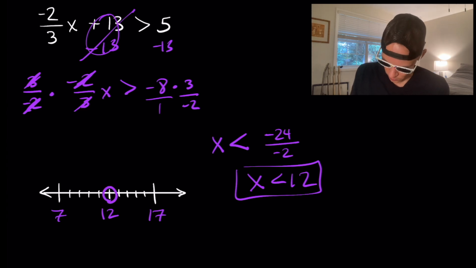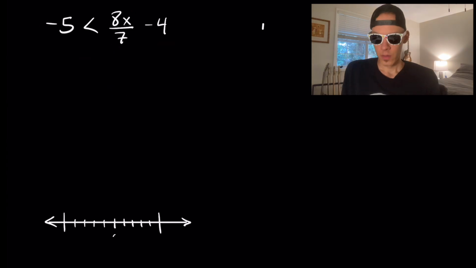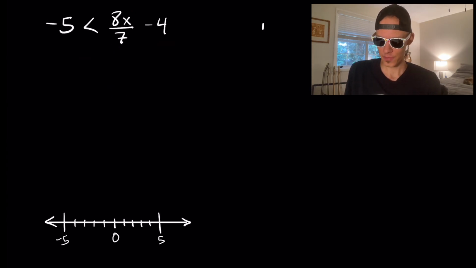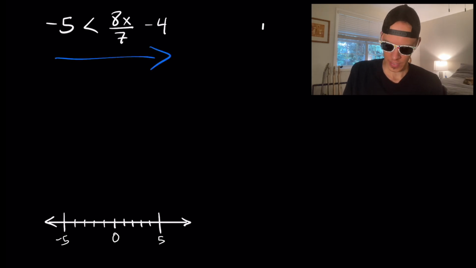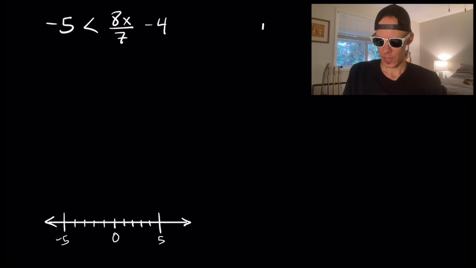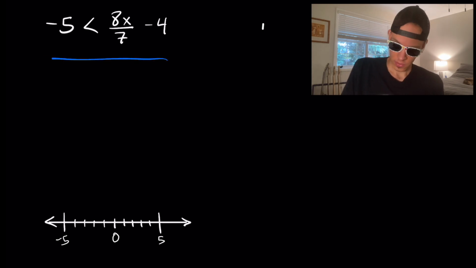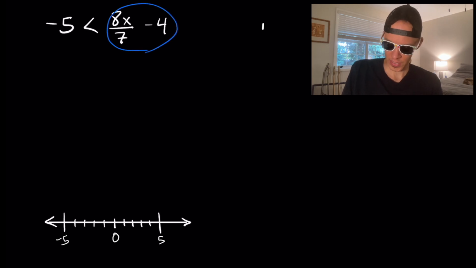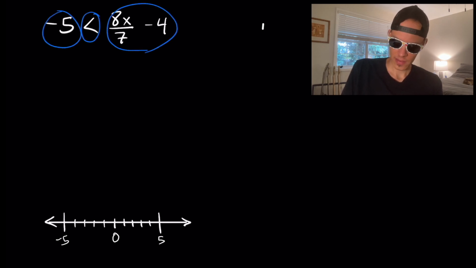So open circle, arrow going to the left. All right, negative 5 is less than 8x over 7 minus 4. So we can read inequalities going left to right. That's fine too. But I and most people like to have our variable terms on the left side of the inequality. So you can also read it going right to left. So this expression is greater than that number.